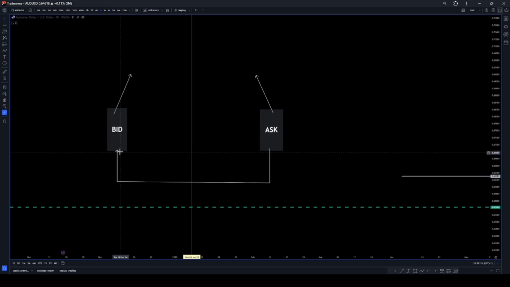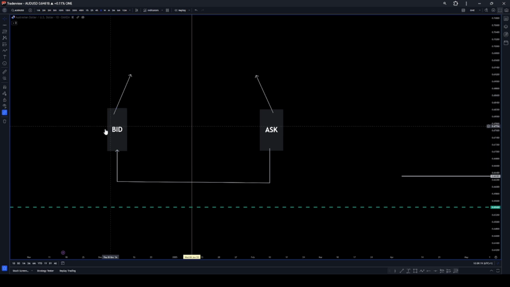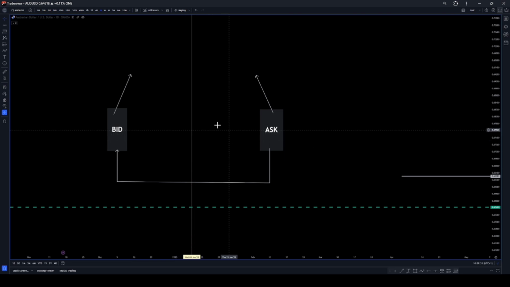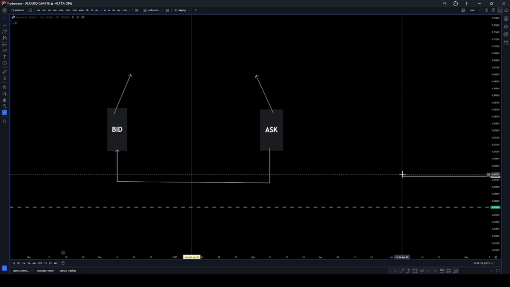Now, if you are bidding at, let's say, $1, and the asking price is $2, 2 minus 1, right? That $1 is what we call the spread. And that spread is how the market makers and your brokers make money. We'll go deeper into that when we are talking about market makers.